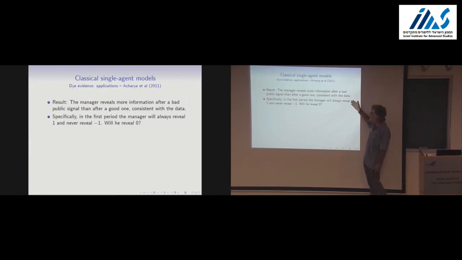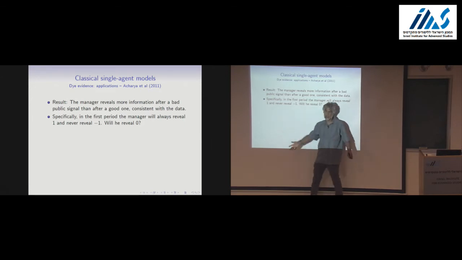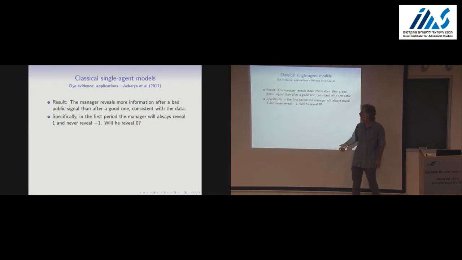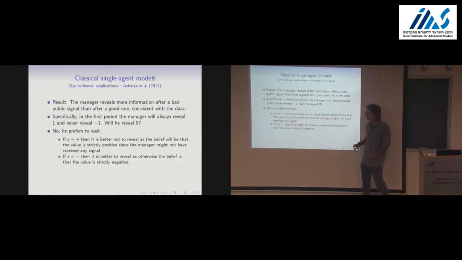So in the first period, what's the manager going to do? He's obviously going to reveal a 1, because that's the best that can happen, and he's always going to hide a -1, because that's the worst, and the beliefs can't be worse than that. Will he reveal a 0? Well, the answer is no, because what he can do is he can wait to reveal it later.